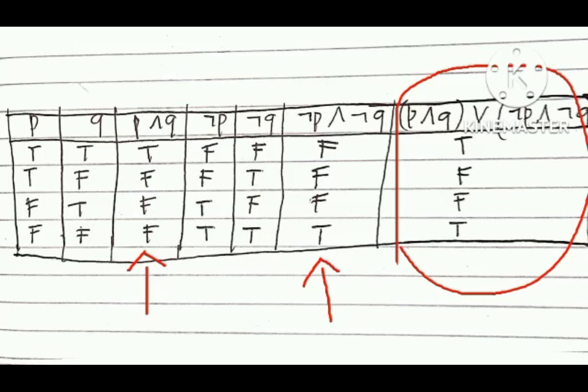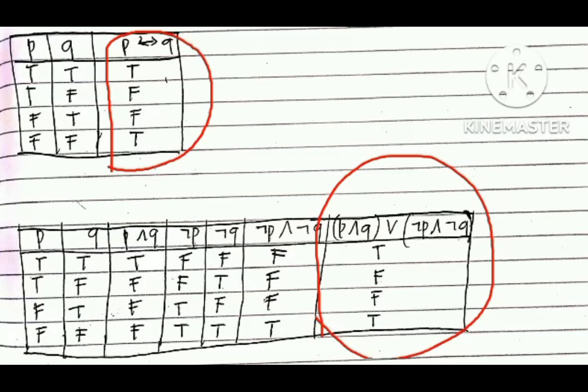If P and Q is true and not P and not Q is false, then it is true. If P and Q is false and not P and not Q is also false, then it is false. If P and Q is false and not P and not Q is true, then it is true. Therefore, the equivalent form of P if and only if Q is P and Q or not P and not Q.